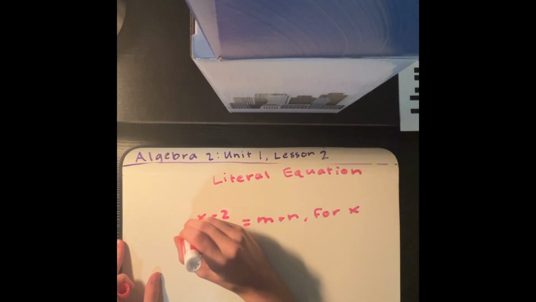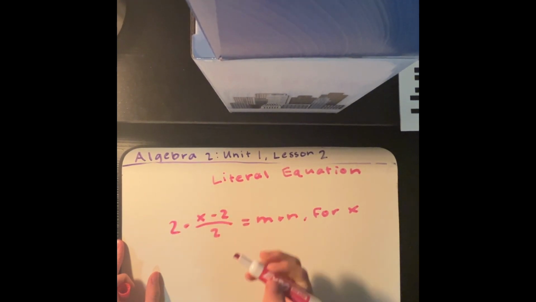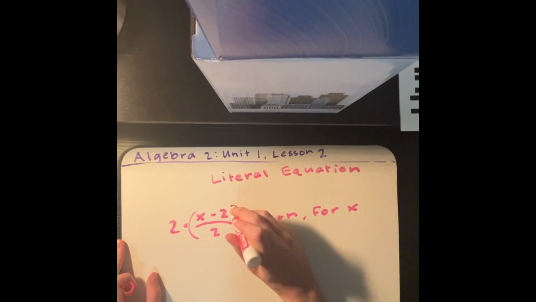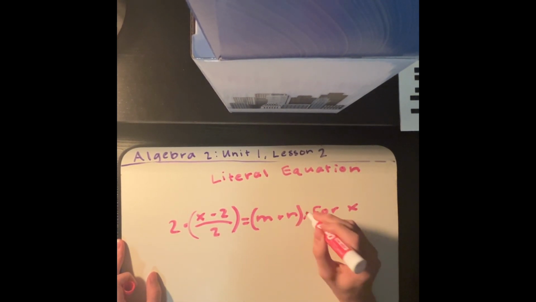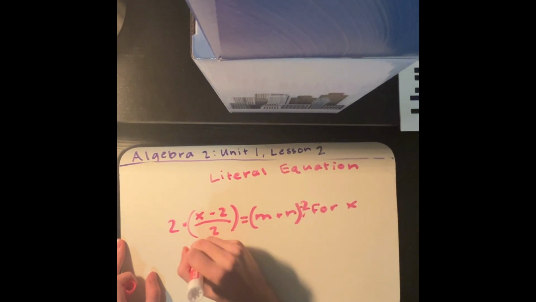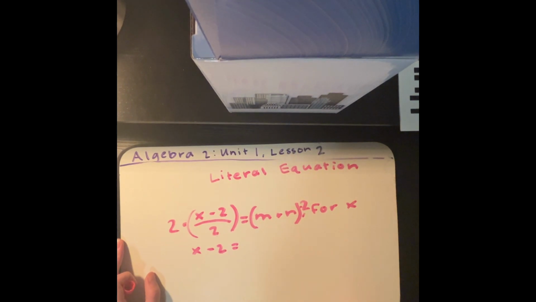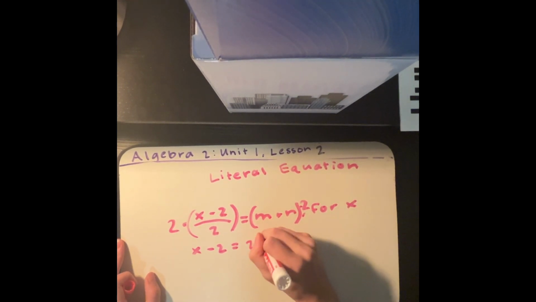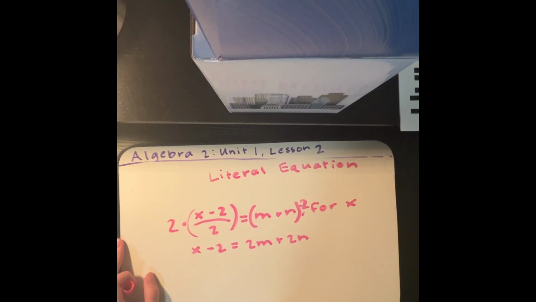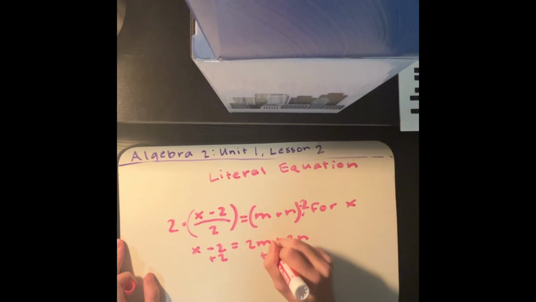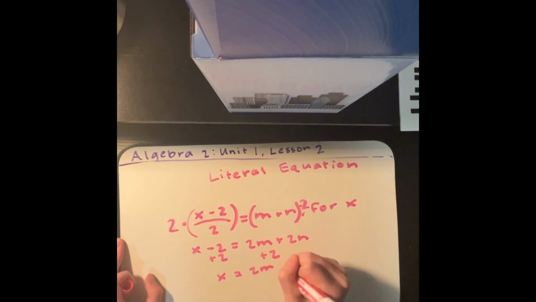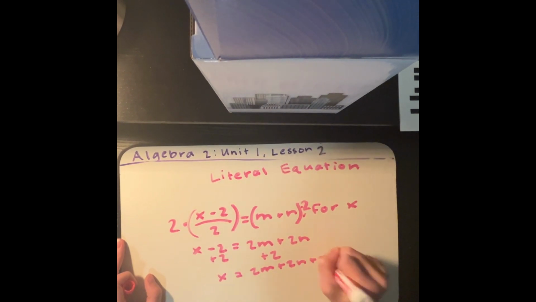The first step is we're going to multiply by 2 to get this division out of the way. So we're going to multiply this whole thing by 2, and we're going to multiply the other side by 2 as well. When I do this, I'm going to get x minus 2 equals 2m plus 2n, because we can distribute that 2. And the last step is to add 2 to both sides, because as you can see, that would isolate the x variable. So we get x equals 2m plus 2n plus 2, and that's our answer.